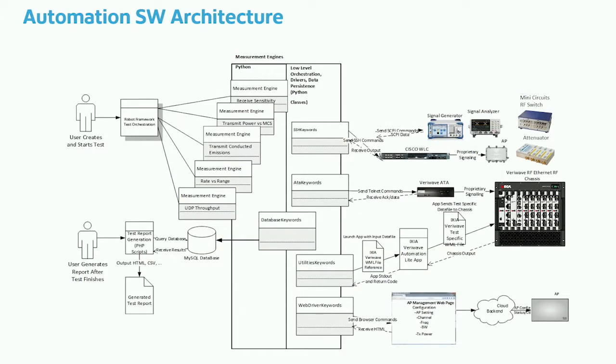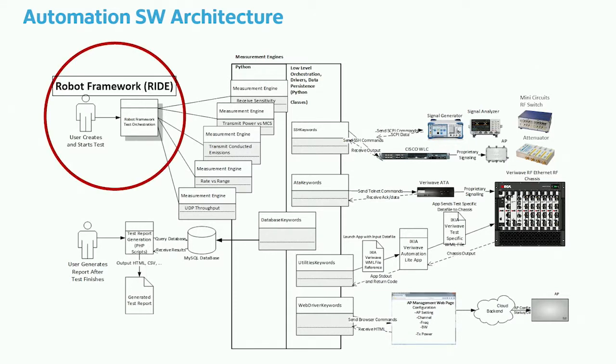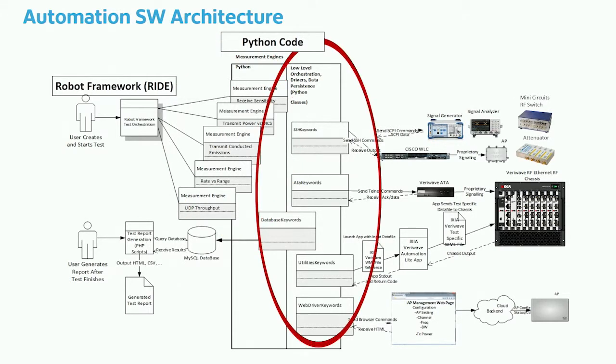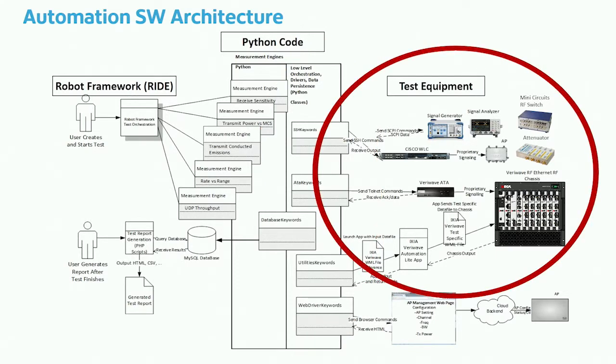This diagram represents the overall architecture of our automated testing. Robot Framework, or specifically RIDE, is the user front-end interface where you can select which tests you'd like to run and what settings you want to run with, such as access point, channel, and power. Python will have main measurement engines, such as the rate versus range test, as well as many smaller subprograms to control all the different test equipment and software involved in your testing. Robot Framework and Python are free.